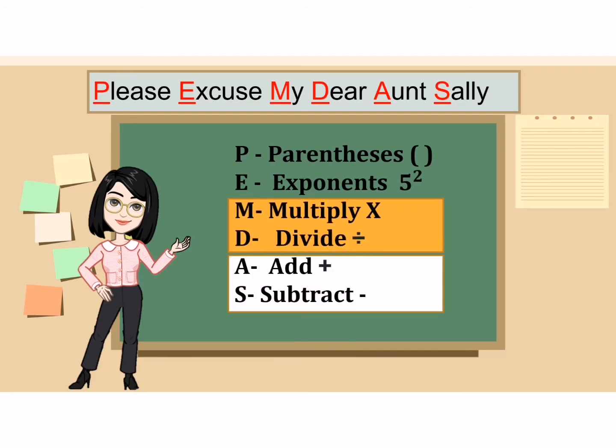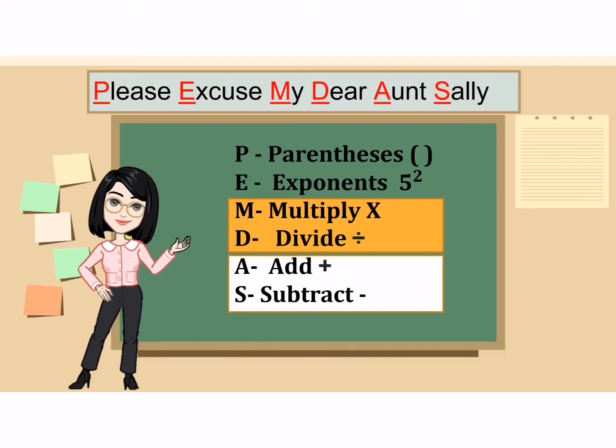To easily remember the different mathematical operations in this lesson, we will use the mnemonic device Please Excuse My Dear Aunt Sally. Can you repeat, class? Good job, kids! So, each letter in our mnemonic device has meaning. P stands for parentheses, E for exponents, M for multiply, and D for divide.